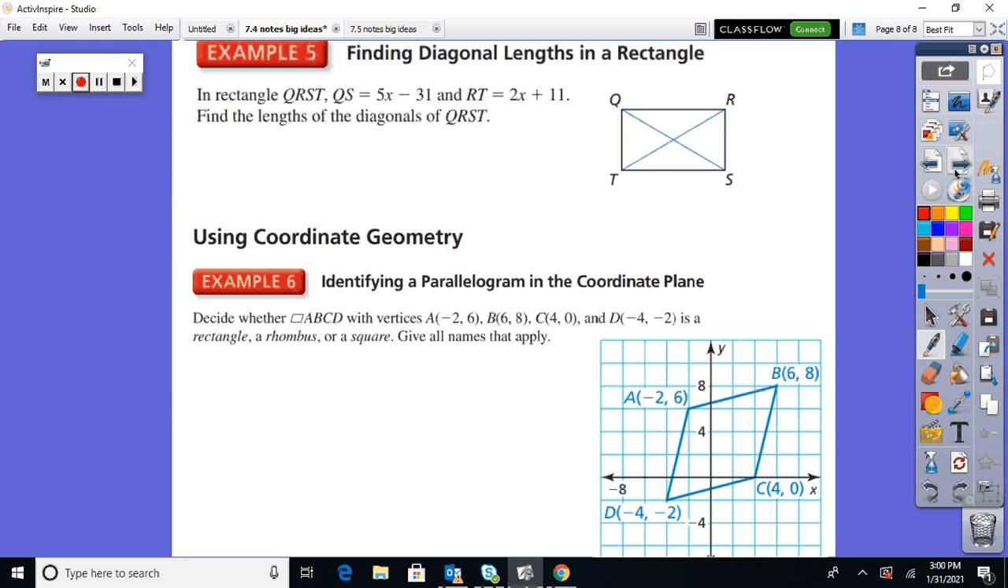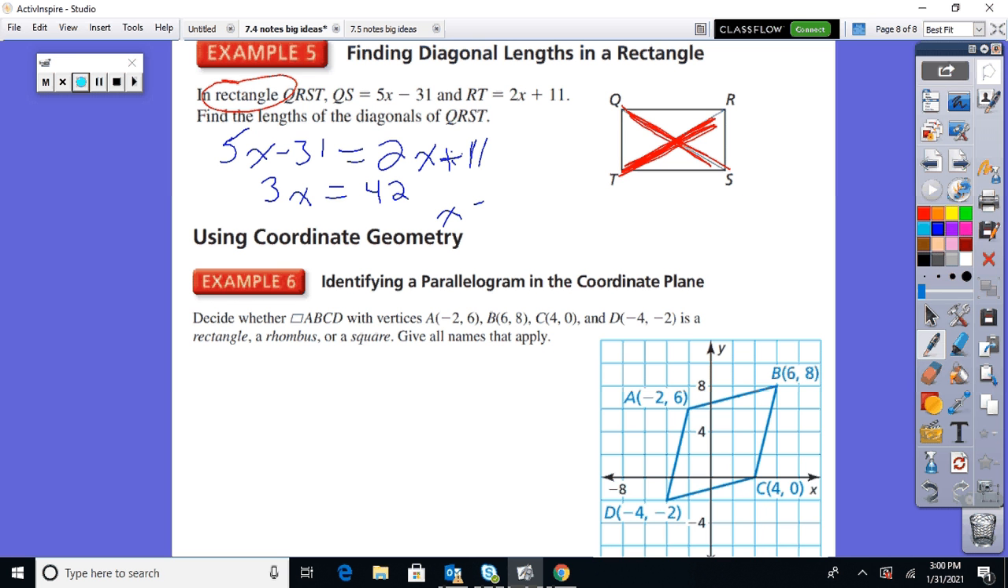And finally today, wait, two more examples. Example 5, we've got a rectangle QRST, so they're telling you it's a rectangle, so we know that QS would have to be the same length as RT. So I can just take the two quantities they gave me, 5x minus 31, and set that equal to 2x plus 11. So solve it. Subtract 2x on both sides, add 31 to both sides, and x would have to be 14 when you divide both sides by 3.